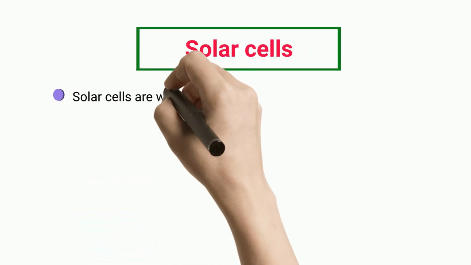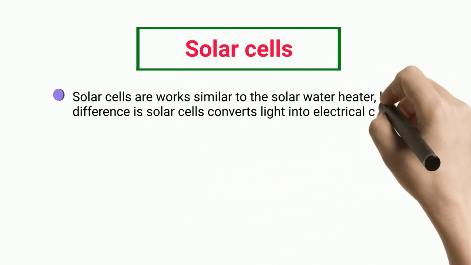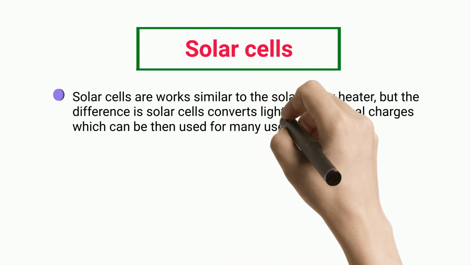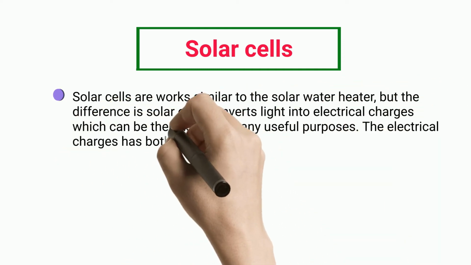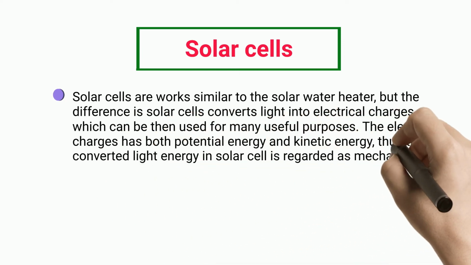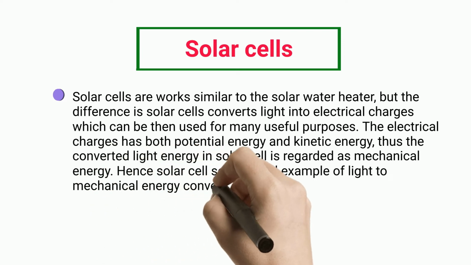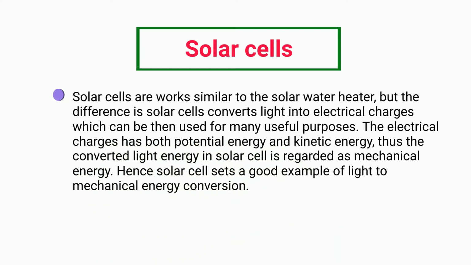Solar cells. Solar cells work similar to the solar water heater, but the difference is that solar cells convert light into electrical charges, which can then be used for many useful purposes. The electrical charges have both potential energy and kinetic energy, thus the converted light energy in a solar cell is regarded as mechanical energy. Hence the solar cell sets a good example of light to mechanical energy conversion.